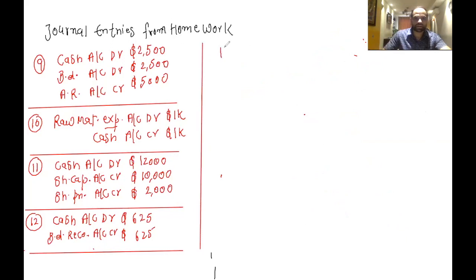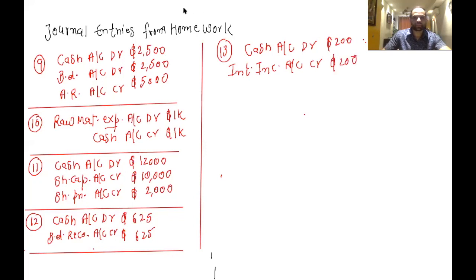So number 13, cash account debit, and interest income account credit 200. All right.